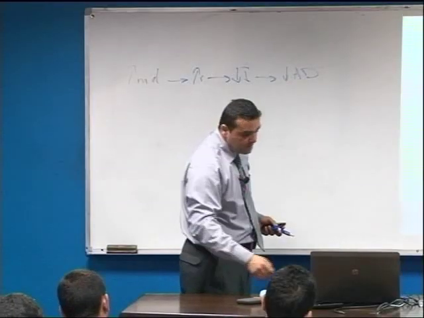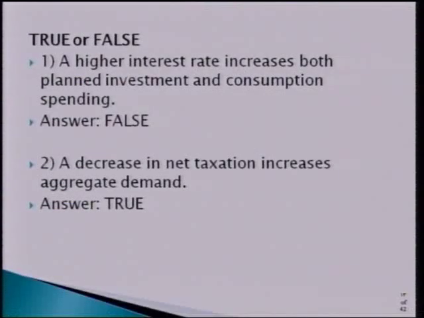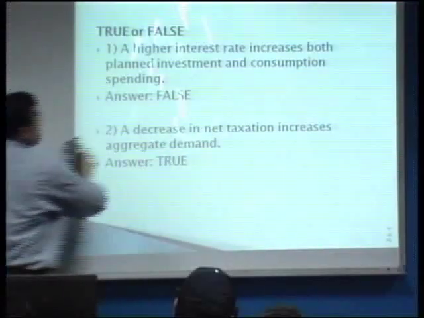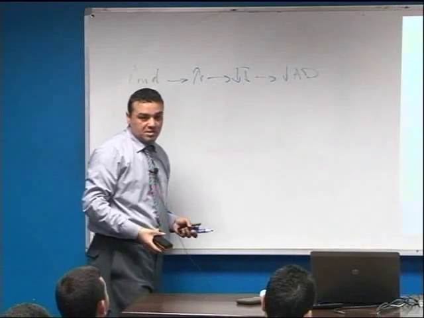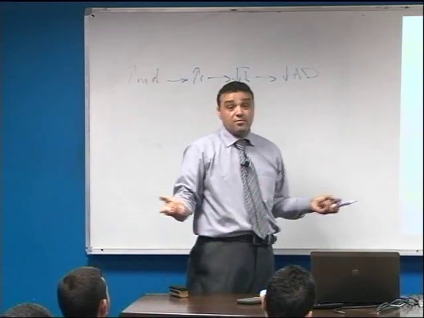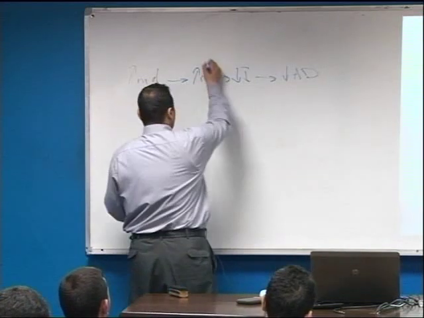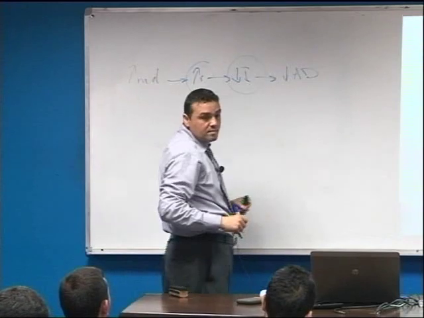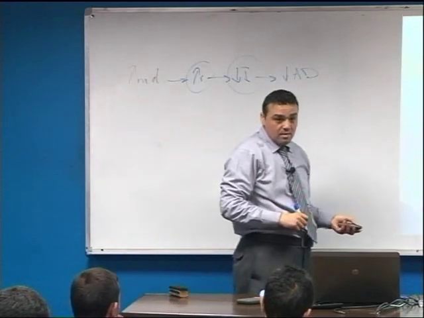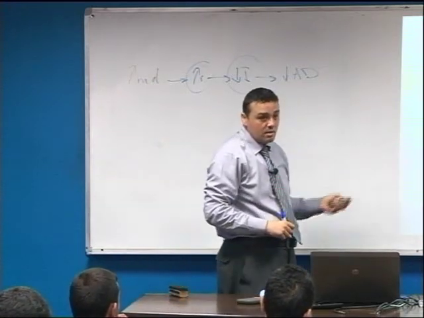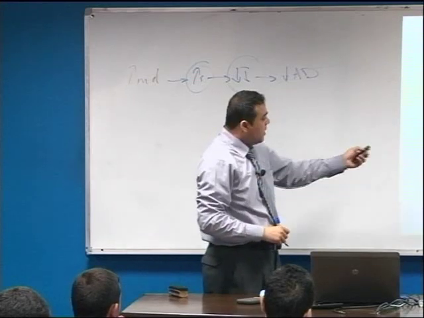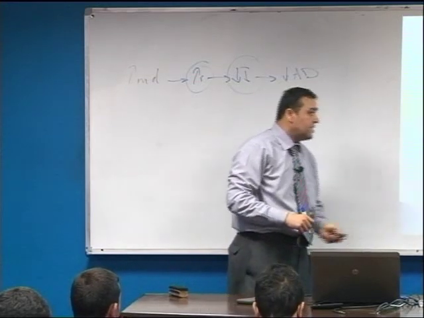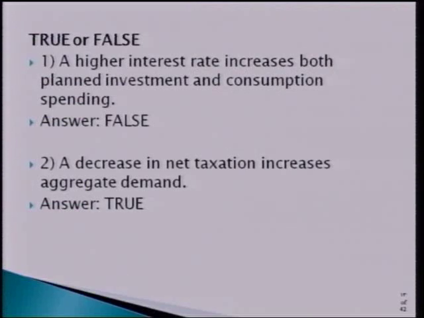True or false? A higher interest rate increases both planned investment and consumption. Is it true or false? False, because the increase in R leads to a decrease in I. Right? Okay. Exactly. Number 2, a decrease in the net taxes or taxation increases the aggregate demand. Right or wrong? Right. True.